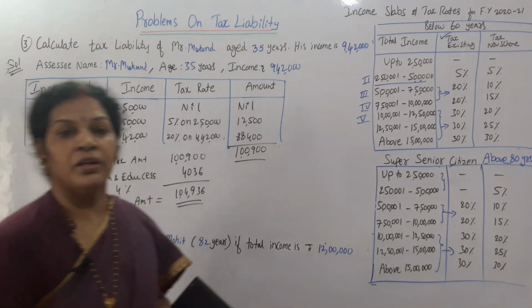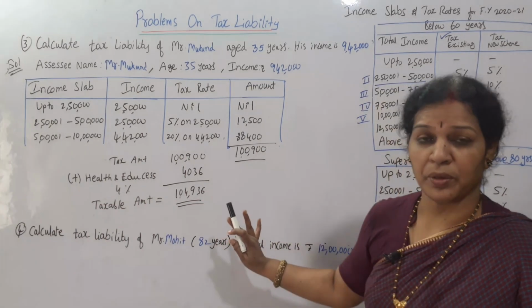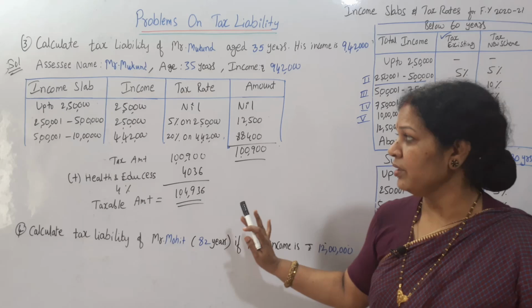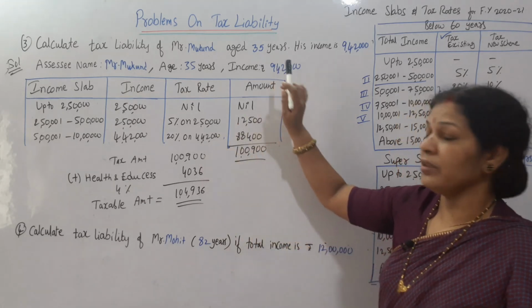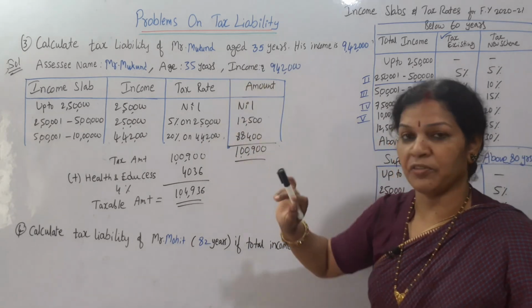Taxable amount we can say, or otherwise, tax due you can say. Am I clear on this problem? But an extra problem we have done. Okay, so the important thing you remember here is that 9,42,000 is the income and his age is 35, so this table is applicable.